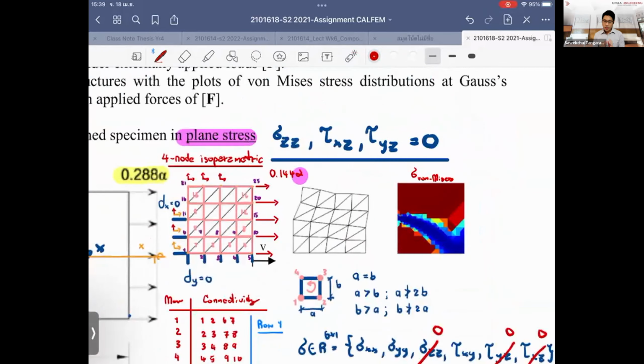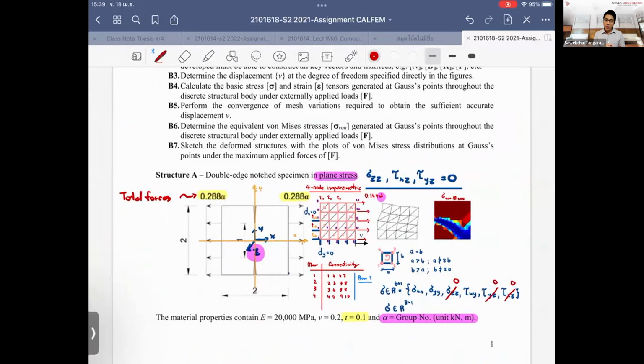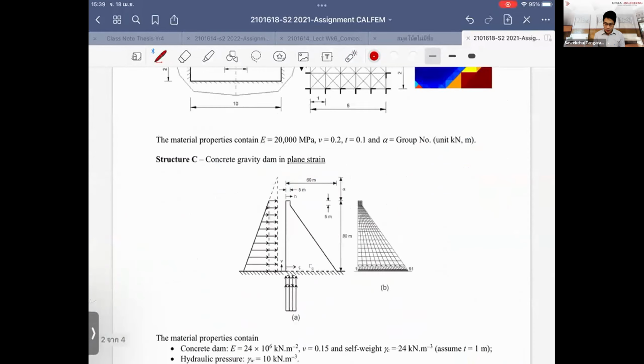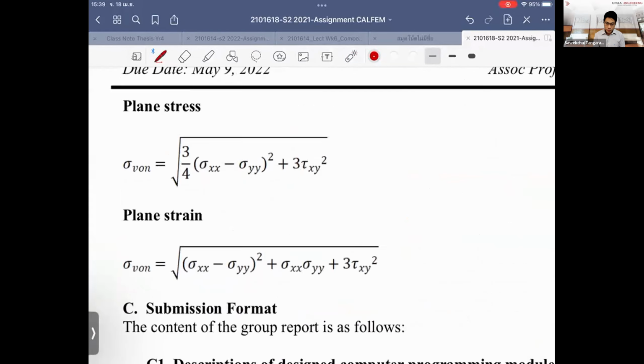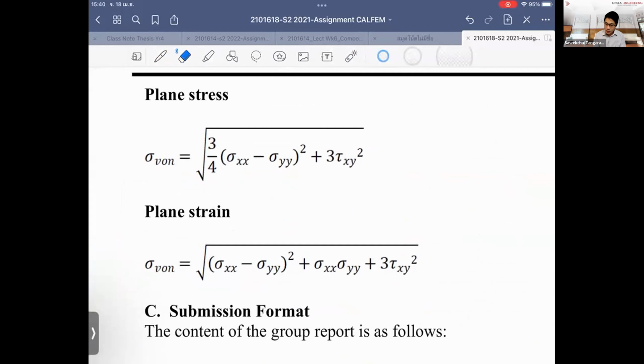The von Mises stress is the material property formulation that has been used for ductile material. For example, we can represent the steel structure or the steel material by using the von Mises stress. I'm not going to go into the detail of the failure line of the von Mises, but I give you the formulation. You can use this formulation to describe the von Mises stress.